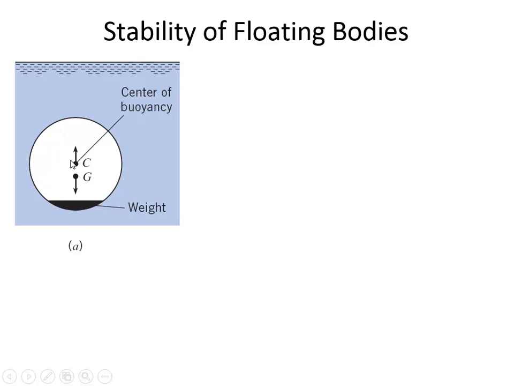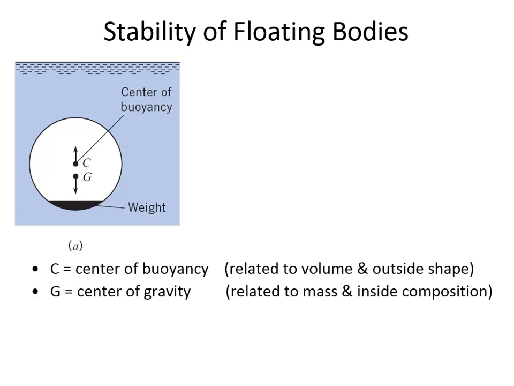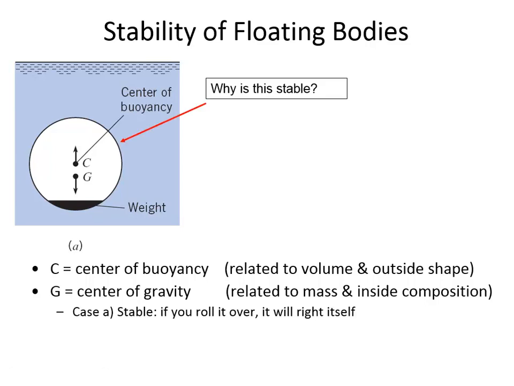So C, the variable C, means center of buoyancy. Now G is talking about the center of weight, or the center of gravity. And so you can see that it's lower than the centroid of a circle, and the reason why is that all this extra weight at the bottom brought the center of gravity lower than the center. And so in this case, because the center of gravity is below the center of buoyancy, that makes it stable. Think about if you roll it over, what would happen.